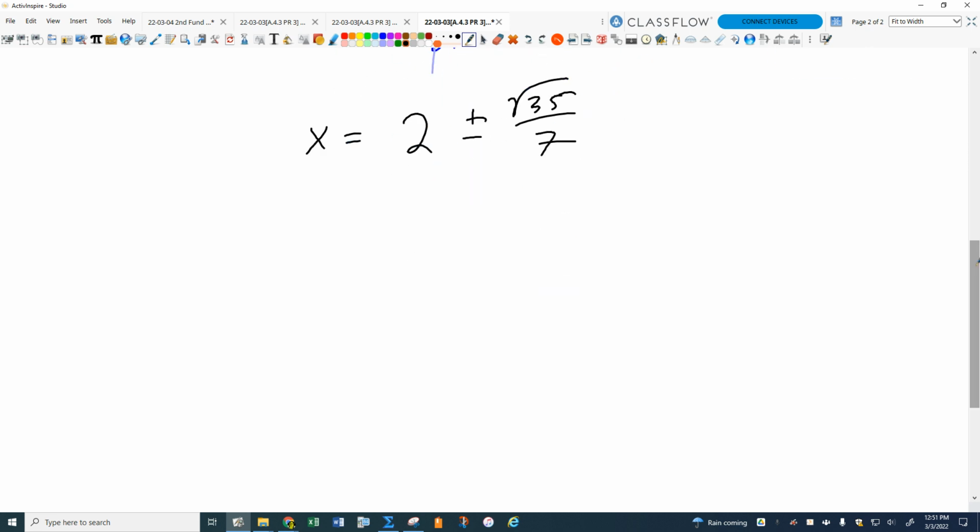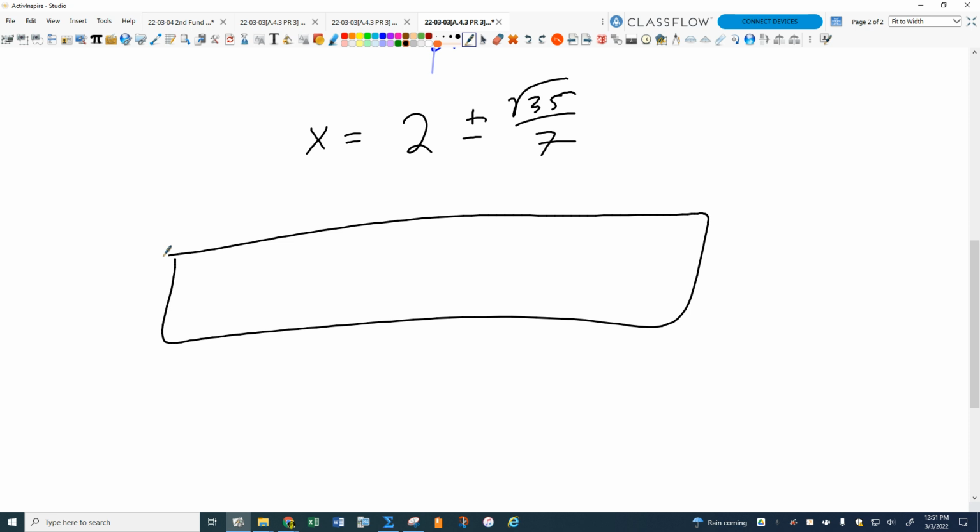So again, if I'm entering this in the computer, I would just make this 2 plus the square root of 35 over 7 and 2 minus the square root of 35 over 7. Good? Have at it.